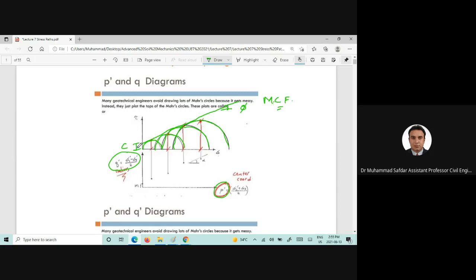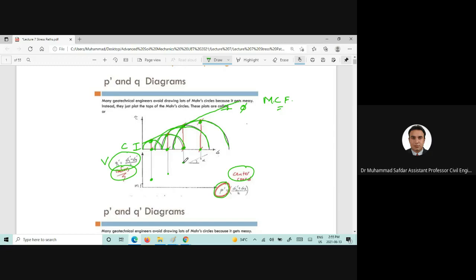Now, what if we take these points, the peaks, and we also take the deviator stress, sigma 1 prime minus sigma 3 prime divided by 2, which will give us the radius of that Mohr circle, and this is the center coordinate of that Mohr circle.